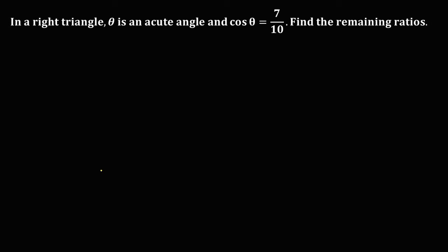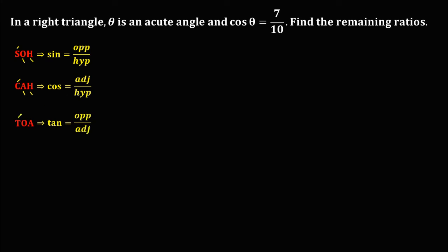In a right triangle, theta is an acute angle and cosine theta is 7/10. Find the remaining ratios. Using the mnemonic SOHCAHTOA, SOH stands for sine is equal to the opposite over the hypotenuse, CAH, cosine is equal to the adjacent over the hypotenuse, and TOA, tangent is equal to the opposite over the adjacent.